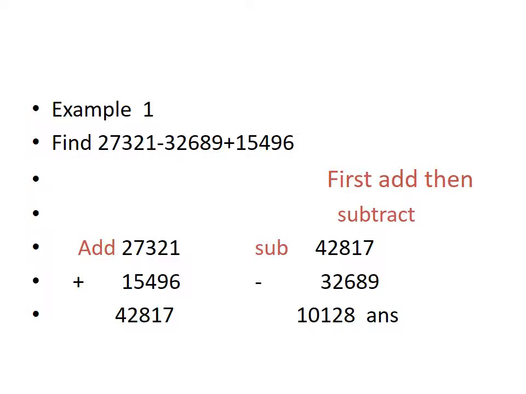Let us start. 42817 minus 32689, right? 7 is smaller than 9. Borrow from 1. 17 minus 9, 8. 0 is left. Borrow from 8. 10 minus 8, 2. 7 is left. 7 minus 6, 1. 2 minus 2, 0. And 4 minus 3, 1. Answer is 10128.